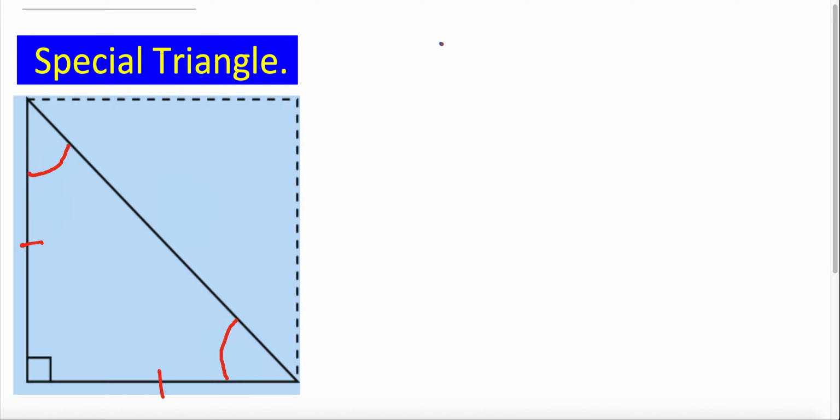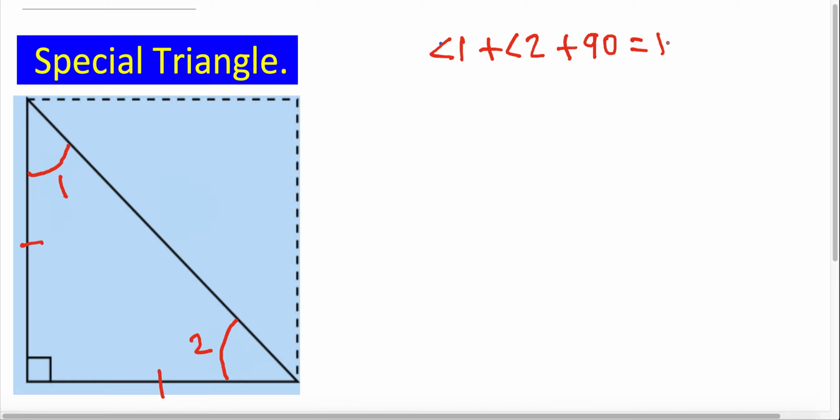We already know, according to the interior angle theorem, let's say this is angle 1, this is angle 2. So we already know angle 1 plus angle 2 plus a right angle, which is 90 degrees, is equal with 180. But what do we know here? Angle 1 and angle 2 are equal. So the measurement of angle 1 is equal with the measurement of angle 2.